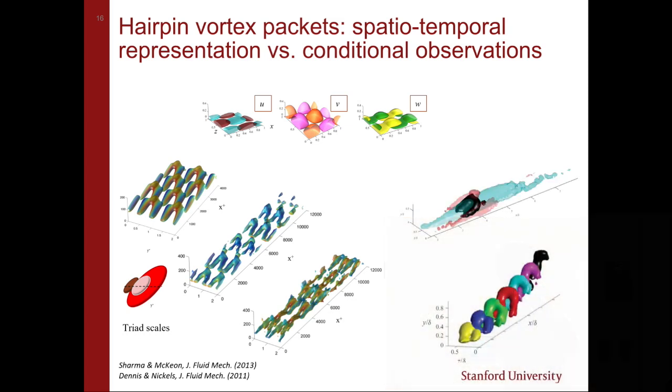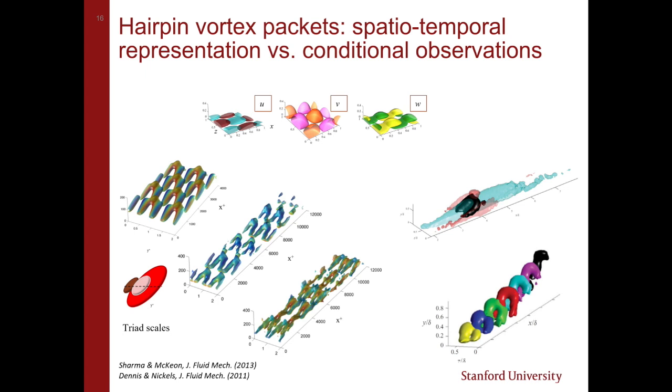So the difference here and in the one before is that we've gone into space-time, and so we've looked at coherence in the Fourier domain, whereas almost all of our observations are in the physical domain. And the way we diagnose structure in the physical domain is typically based on a conditional average. So this is work from this very nice Dennis and Nichols paper from 2011.